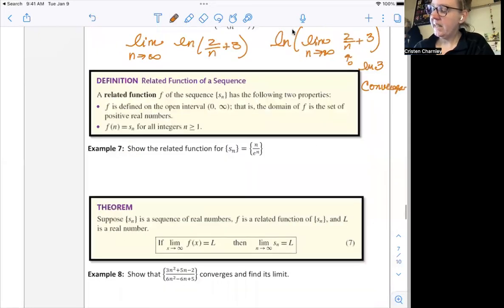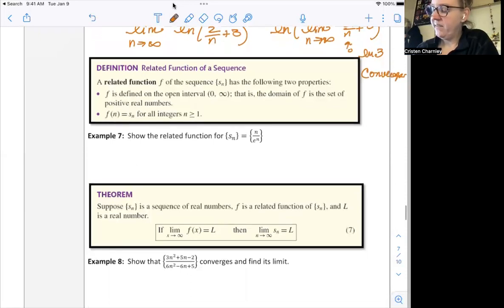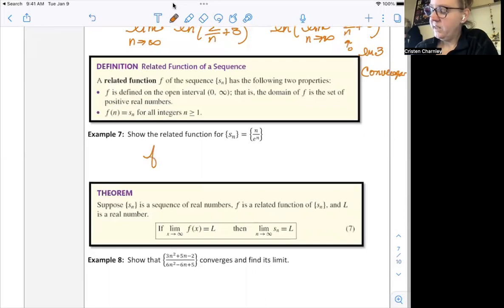Okay. The related function of a sequence. A related function of a sequence has the following properties. F is defined on the open interval between 0 and infinity. That is, the domain of F is a set of positive real numbers. That's important. We're only dealing with positives. The right-hand side of the number line. The function is equal to the sequence for all integers greater than n. So show the related function, for example, 7. Literally all you have to do is write it. You would tell me f of x equals x over e to the x. Replace the n with an x and you're good to go.